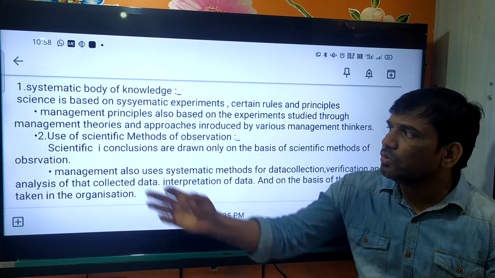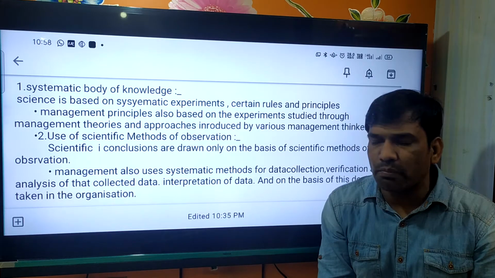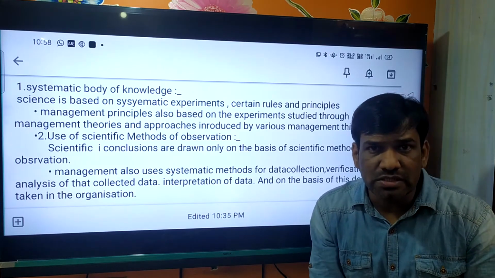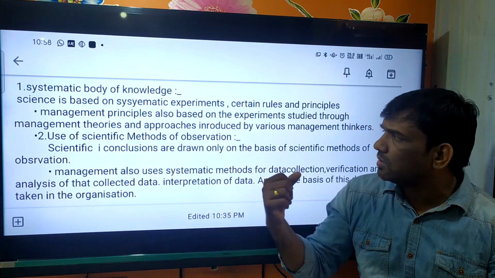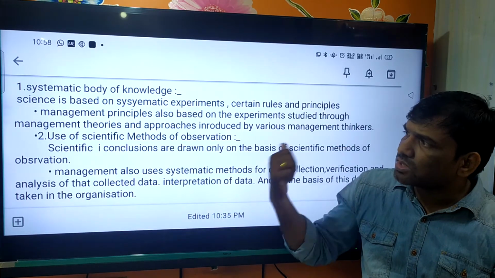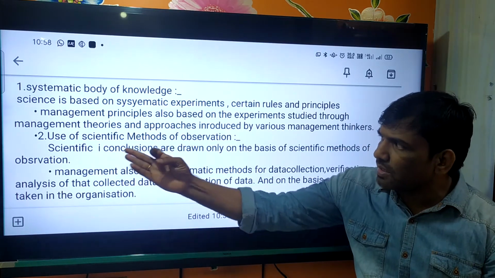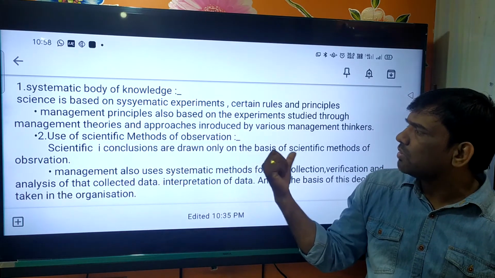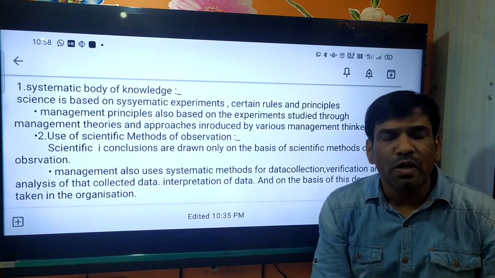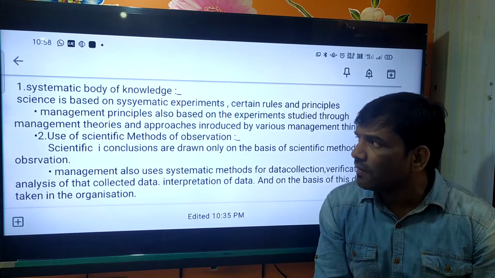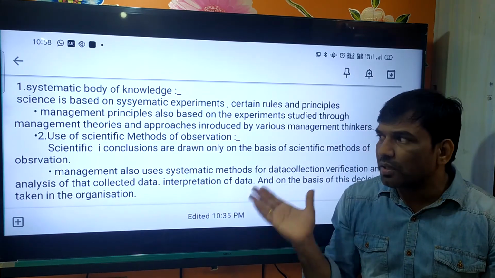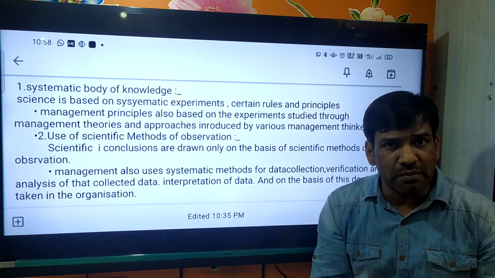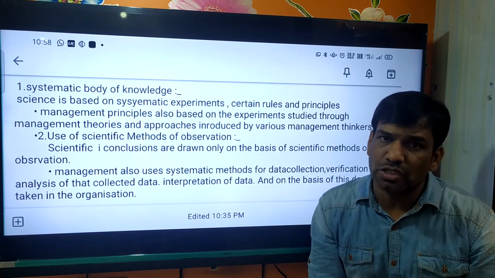Second dimension, use of scientific methods of observation. Like science, management also uses certain scientific methods of observation. Scientific conclusions are drawn only on the basis of scientific methods and observations. Science के जो भी conclusions होते हैं which are based on certain scientific methods, observations, experiments, and they are known as conclusions.